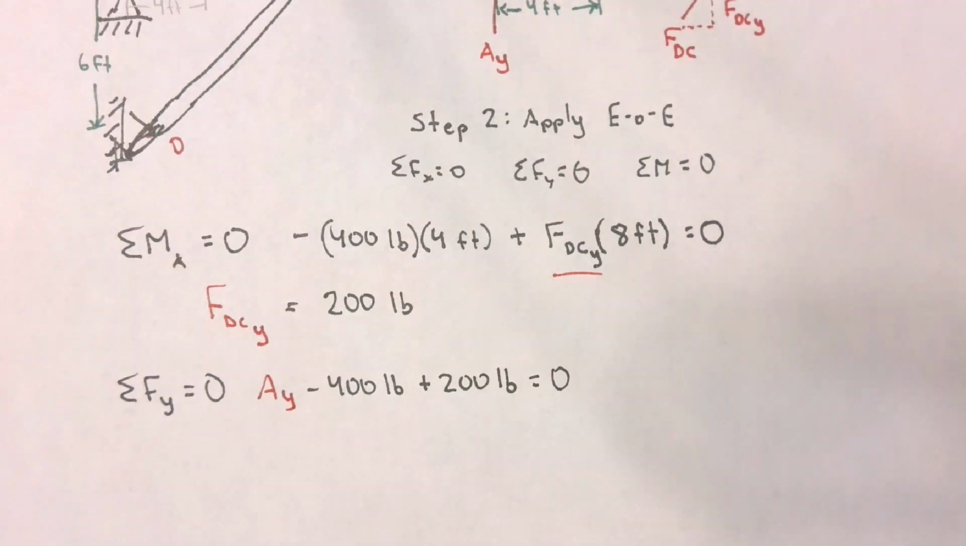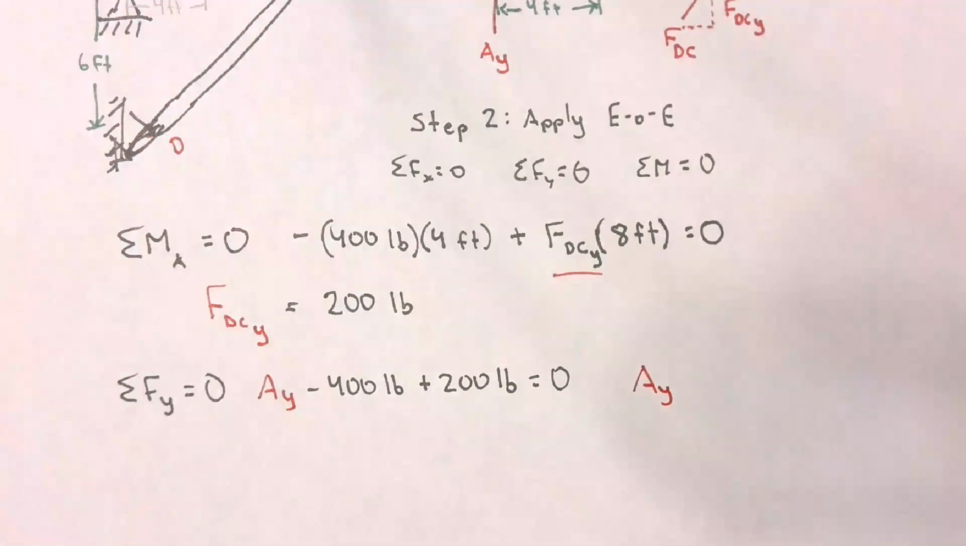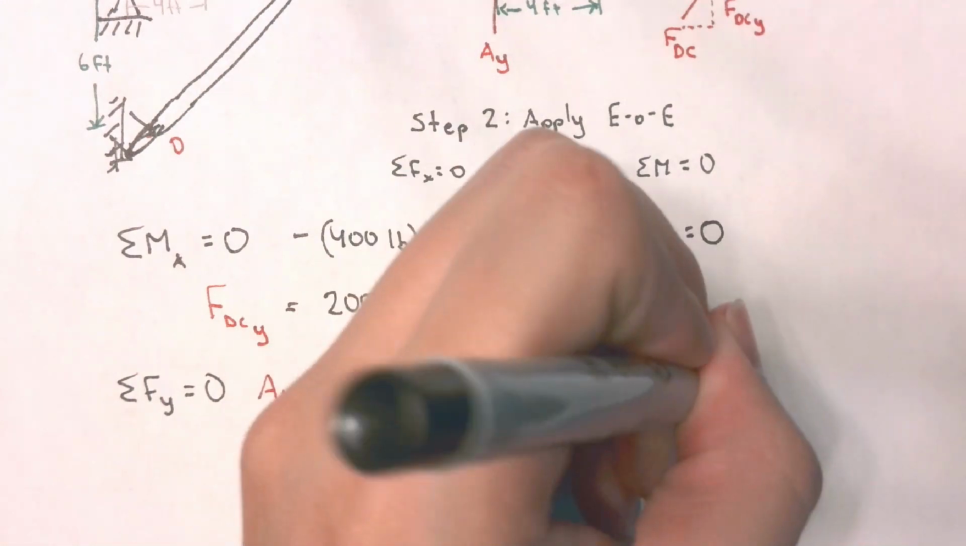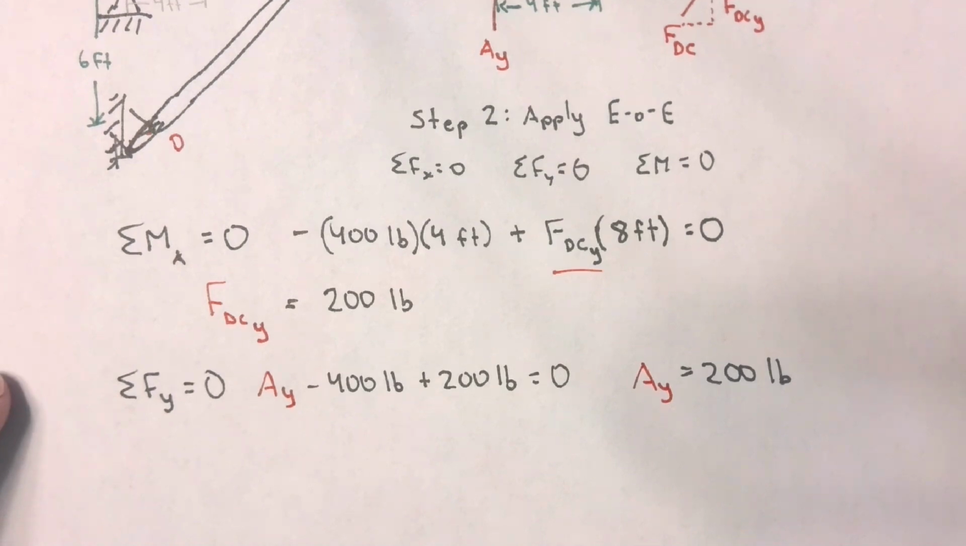So now I can solve for AY. So what is AY? AY should be equal to 400 pounds minus 200 pounds. How much is that? 200 pounds. Right? So far so good? Yes. Okay, good. So I did some moments, I did some forces in the y direction.